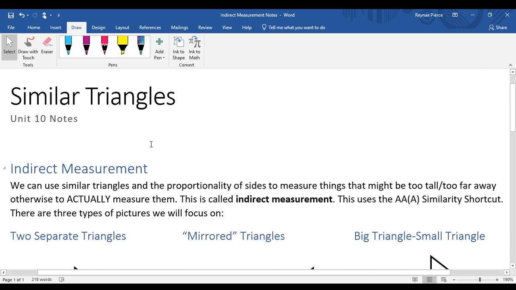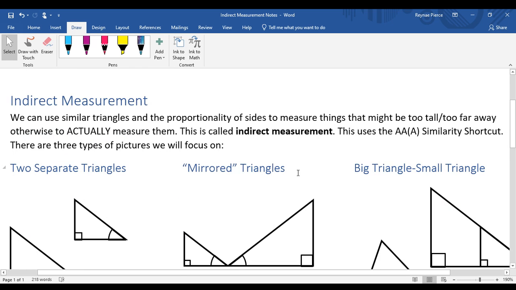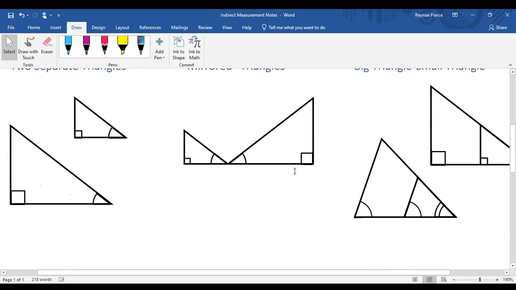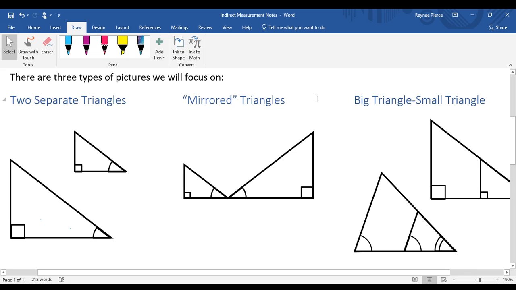Okay, today we are going to use similar triangles to indirectly measure things that might be too tall or too far away to actually measure with the tape measure. And so when we do these, they're word problems. There are three kinds of pictures that we can draw. Okay, most common I think will be these two separate triangles.